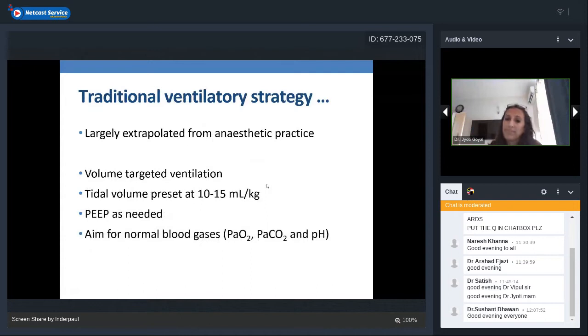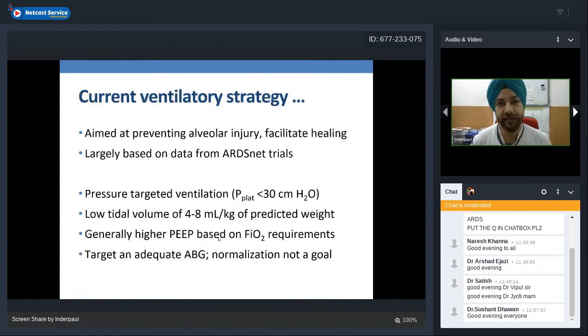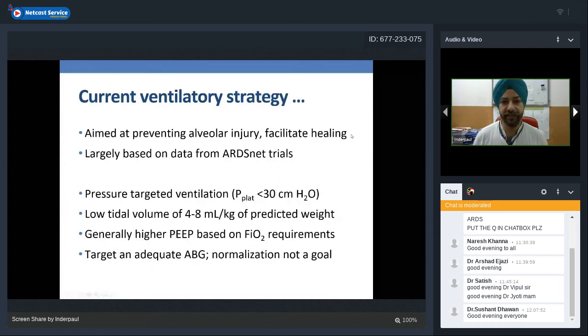If you ask me, traditional ventilatory strategies were primarily extrapolated from our anesthesia colleagues. They were volume targeted, targeting a tidal volume of 10 to 15 ml per kg body weight. PEEP was set as required, and they aimed for normal blood gas values. On the other hand, the current strategies focus on avoiding alveolar injury and facilitating healing of the injury that occurs in ARDS, and the settings are primarily based on the ARDSnet trials.